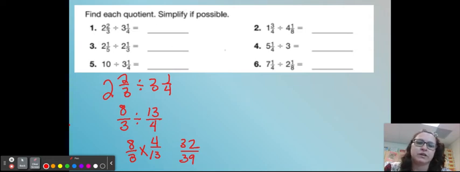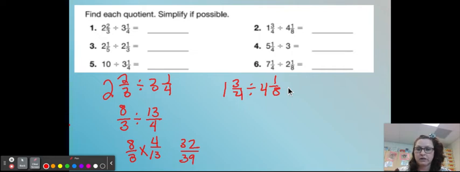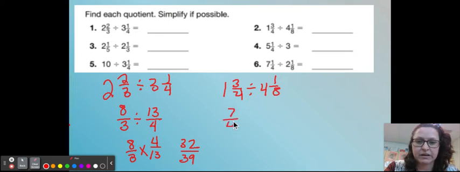Let's look at number 2. Number 2, I have 1 and 3/4 divided by 4 and 1/8. So I'm going to first multiply denominator times whole number. So 4 times 1 is 4, and then add my numerator. 4 plus 3 is 7. My denominator stays the same, divided by 8 times 4 is 32, plus 1 is 33 over 8.